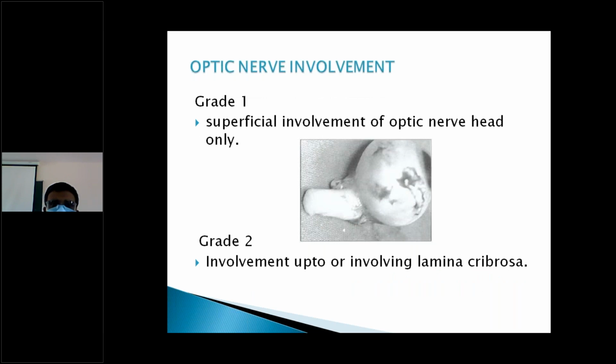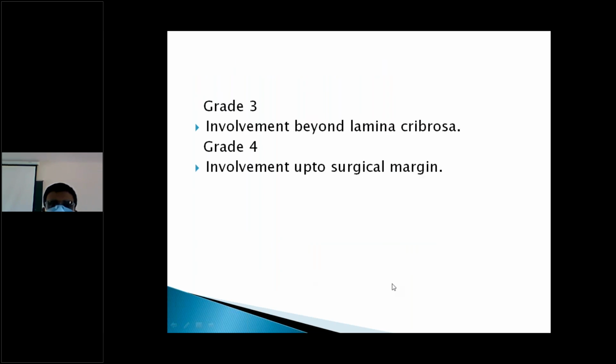This is a classical picture of optic nerve involvement. Grade 1 is superficial involvement of the optic nerve head only. Grade 2 is involvement up to or involving the lamina cribrosa. Lamina cribrosa means the holes at which the fibers of the optic nerve come into the eyeball. That is called lamina cribrosa. Grade 2 is involvement up to the lamina cribrosa. Grade 3 is involvement beyond the lamina cribrosa, outside the eyeball. Grade 4 is involvement up to the surgical margin.